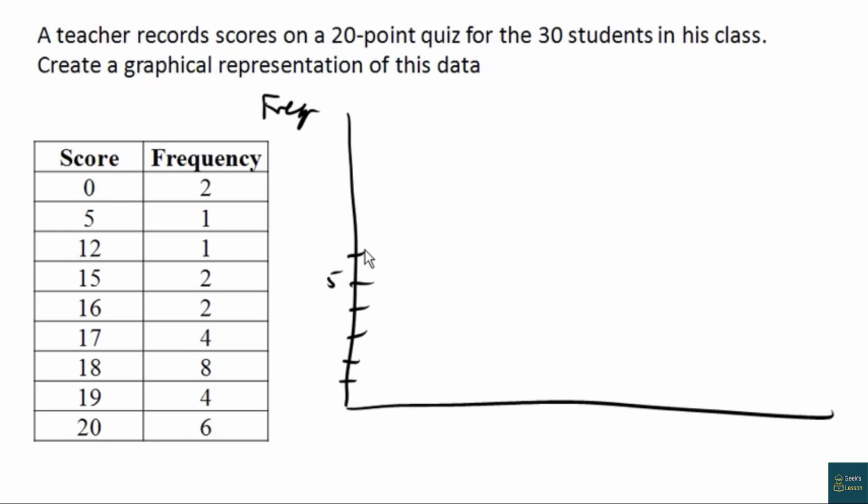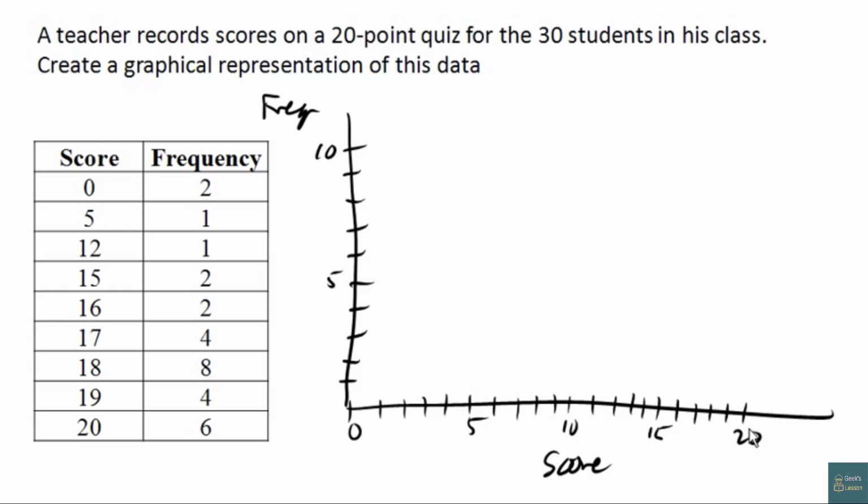The difference is now the horizontal axis is also going to be a number line. So we have scores ranging from 0 to 20 here. So we'll go 0, 1, 2, 3, 4, 5, 6, 7, 8, 9, 10, 11, 12, 13, 14, 15, 16, 17, 18, 19, 20. And of course, that should be nice and evenly spaced.